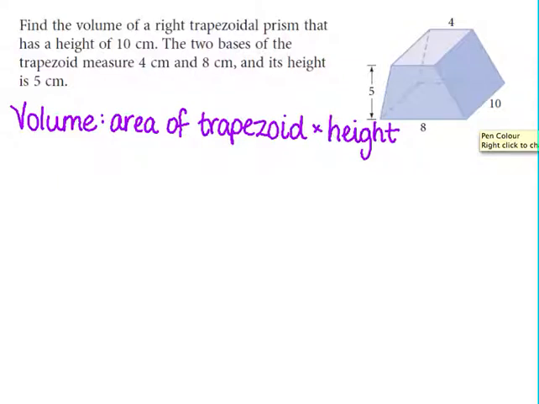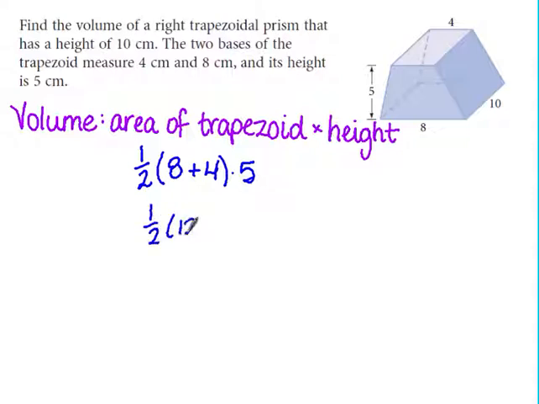The area of the trapezoid we know is 1/2 times B1 plus B2. What are the 2 bases? 8 and 4. What is the height of that trapezoid? 5. There's the area of the trapezoid. Let's calculate that. If I have 1/2 of 12 times 5, what do I get? 30. So that's the area, 60 times 1/2, which is 30. That's the area of the trapezoid.